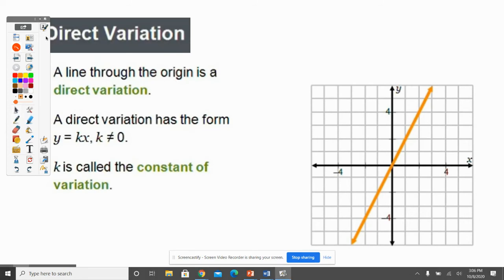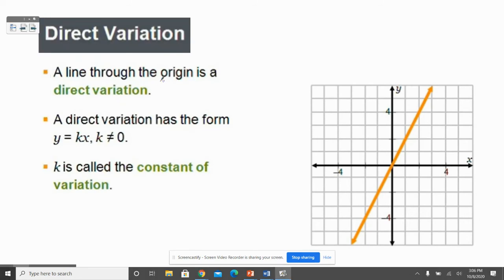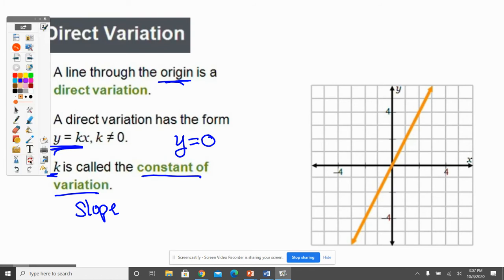So we just talked about direct variation, and it's a special type of line that goes through the origin. We use this formula, and definitely k can't be 0, because if k was 0, it would just be y equals 0, which is not the line we're looking for. We call k the constant of variation, but we also know that k could be called the slope because it tells us how one quantity is changing with respect to the other, the rate of change. So constant of variation, slope, and rate of change are all synonymous with direct variation lines.